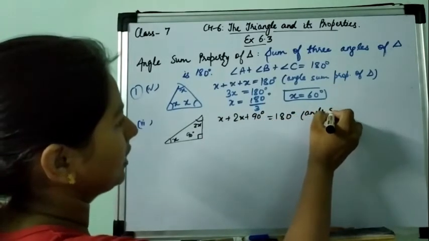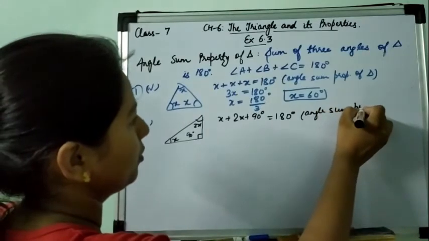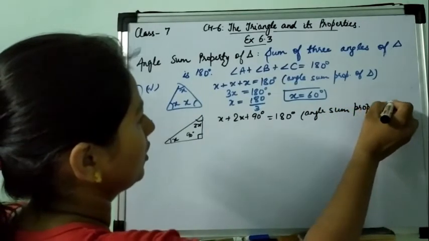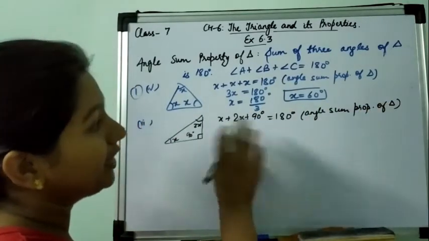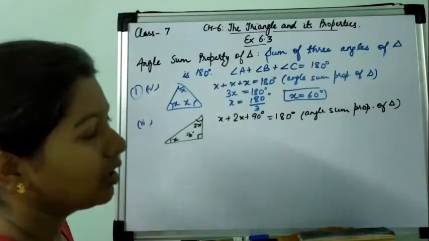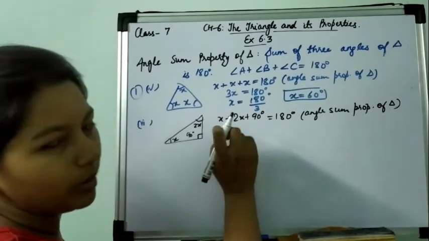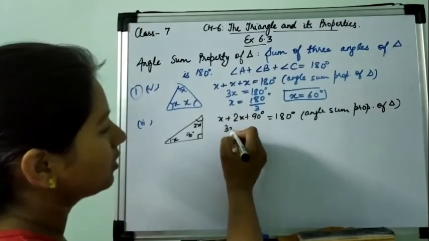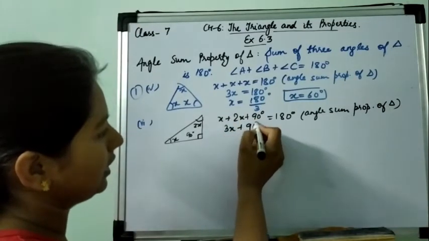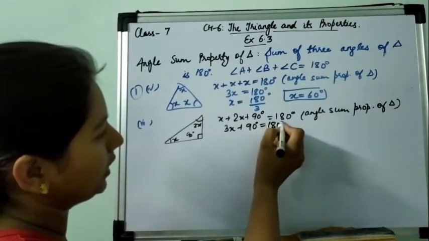Reason, angle sum property of triangle. Okay, every time you have to mention this reason. Without reason, your marks will be deducted. 1x and 2x. पूरे कितने x हो गए? 3x plus 90 degree is equal to 180 degree.